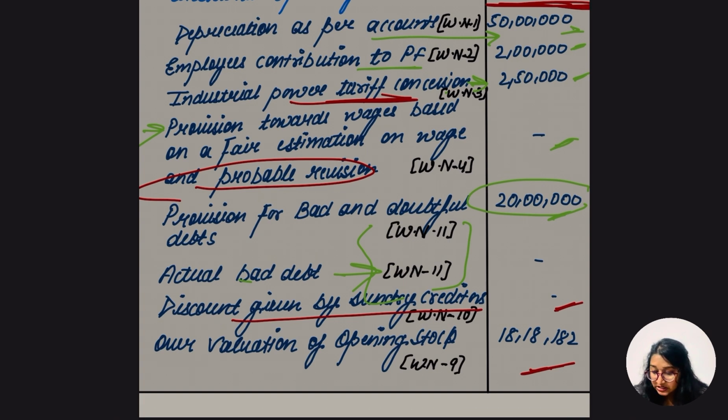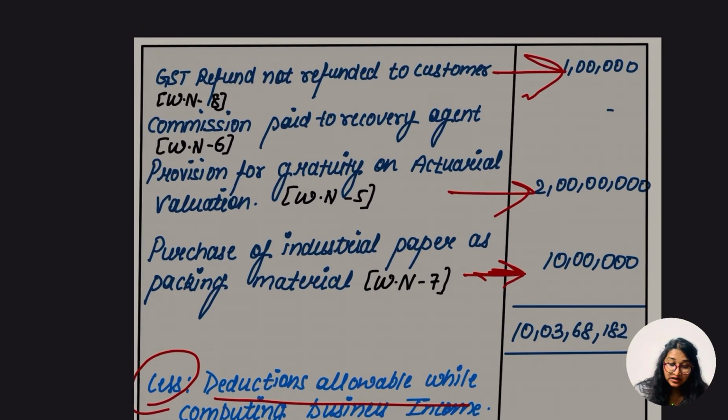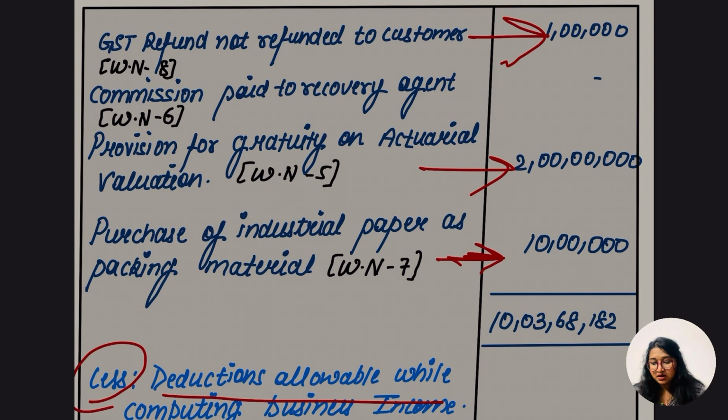And another adjustment was taking off the overvaluation of opening and closing difference. Okay, yes, and GST refund not refunded to the customer, right? Yes, which is to be added back, 1 lakh. And what about the provision of gratuity? Unascertained gratuity is to be added back, which is 2 crore.